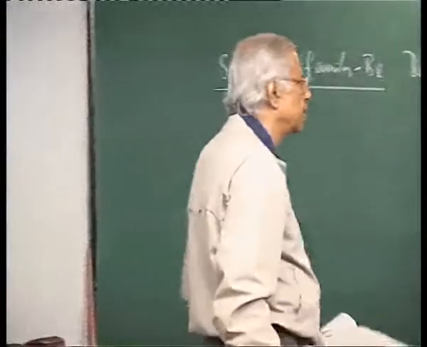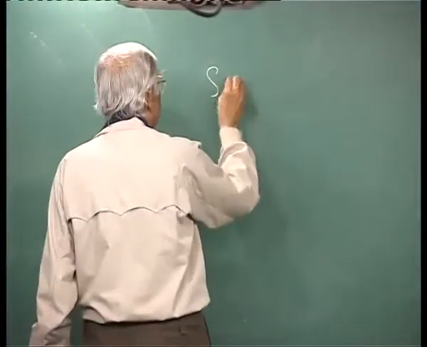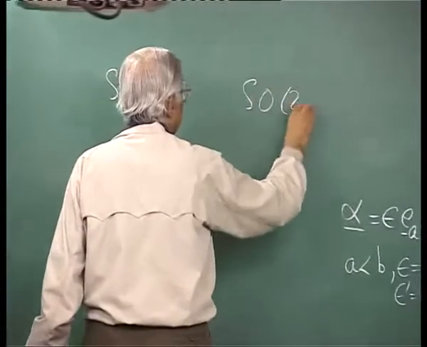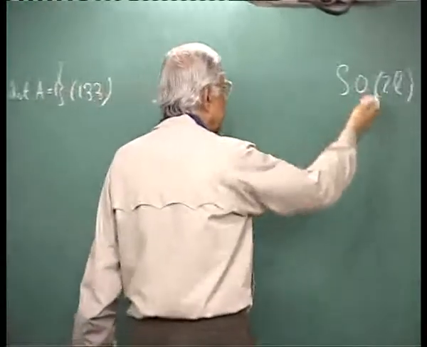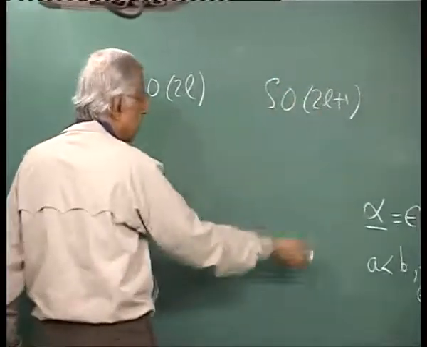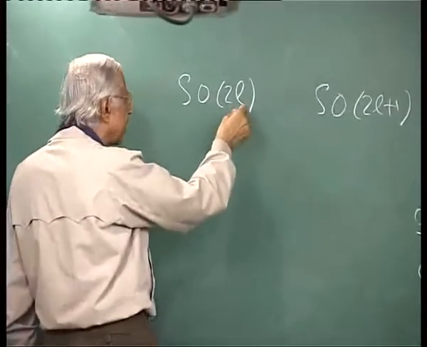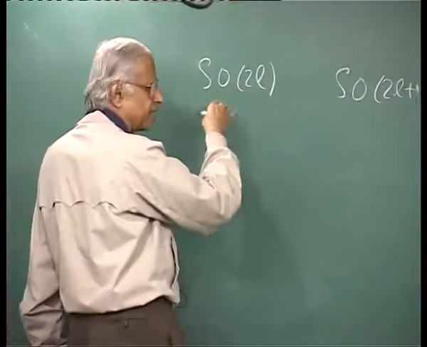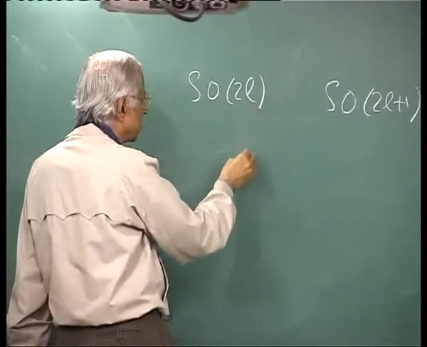Now it is quite important to realize that the first family which we studied is SO2L, the second family is SO2L plus 1. These are even dimensional real rotation groups, these are odd dimensional real rotation groups. I said yesterday, we start with L equal to 3, because the earlier ones are trivial, they should be disregarded. So this is the family SO 6, 8, 10, 12, and so on.